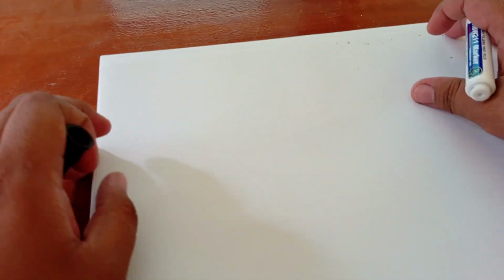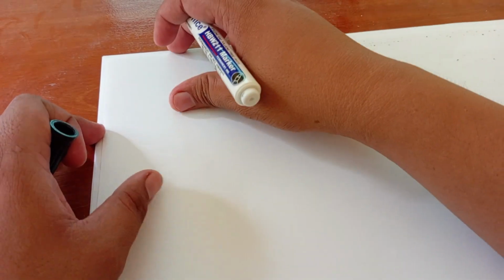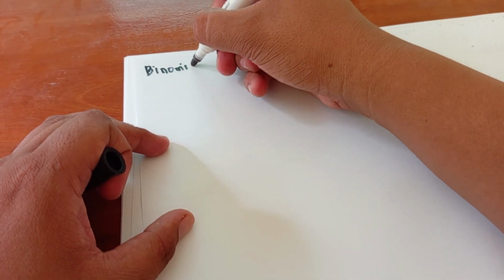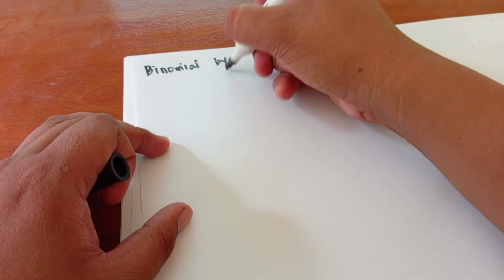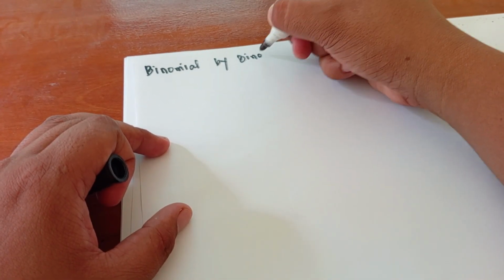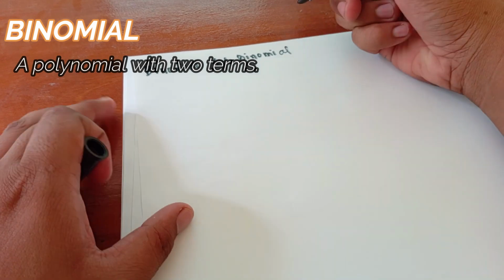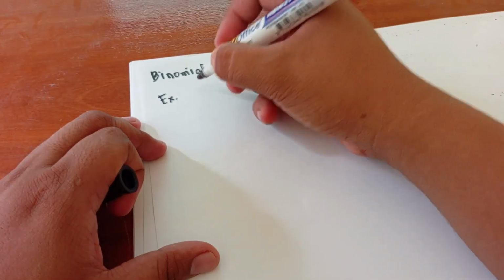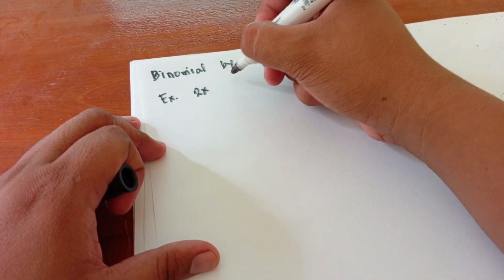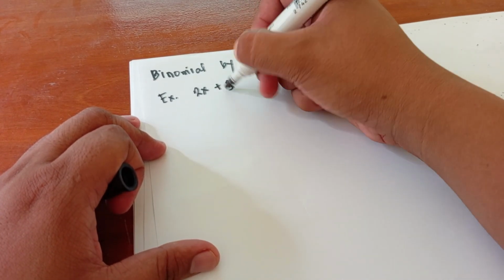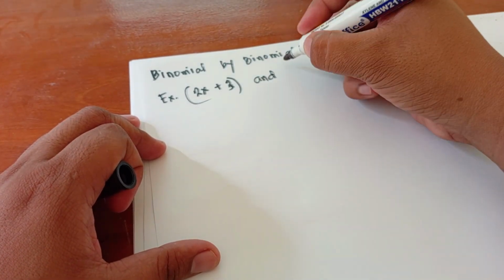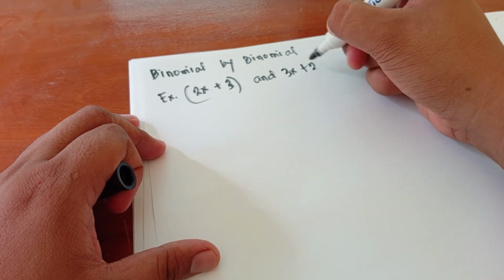So let us now try to multiply a binomial by another binomial. A binomial is a polynomial with two terms. Say for example, 2x plus 3 and 3x plus 2.